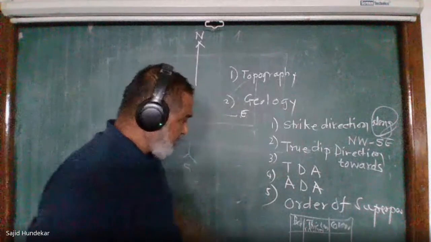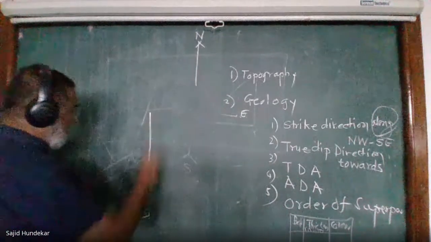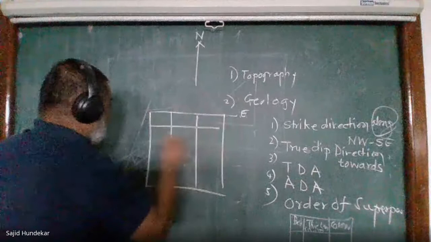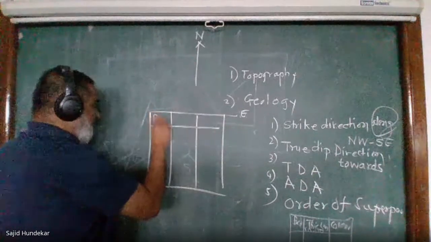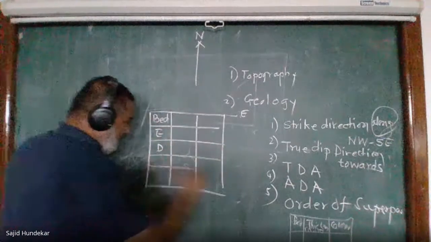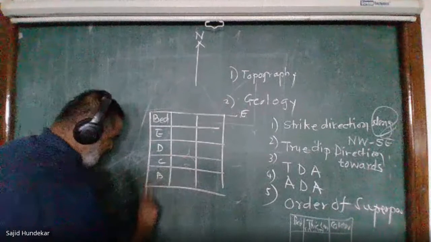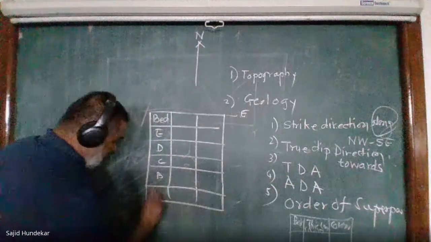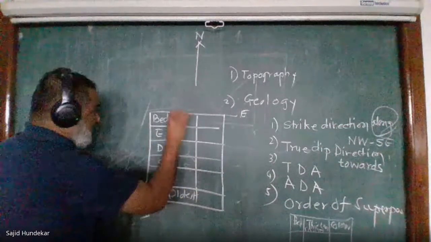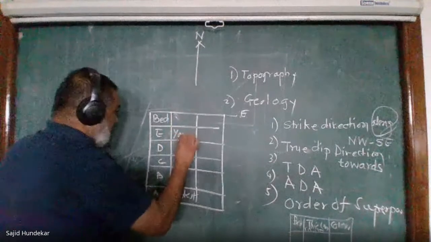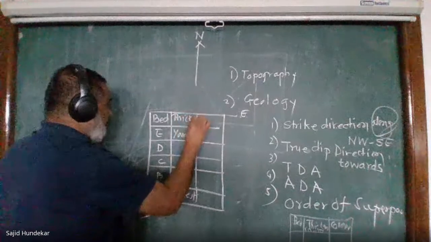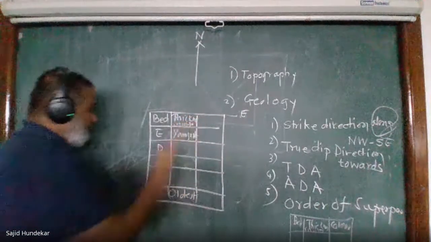Okay, you are not going to see now. Yes. So the number 5 point, I'll write it here. Here we have to make 3 columns. In the first column you have to write down bed. What is the bed? Say E bed, D bed, C bed, B bed, then you have the A bed. Now A bed is the oldest. E is the next one, E is the youngest. This is the thickness in meters.